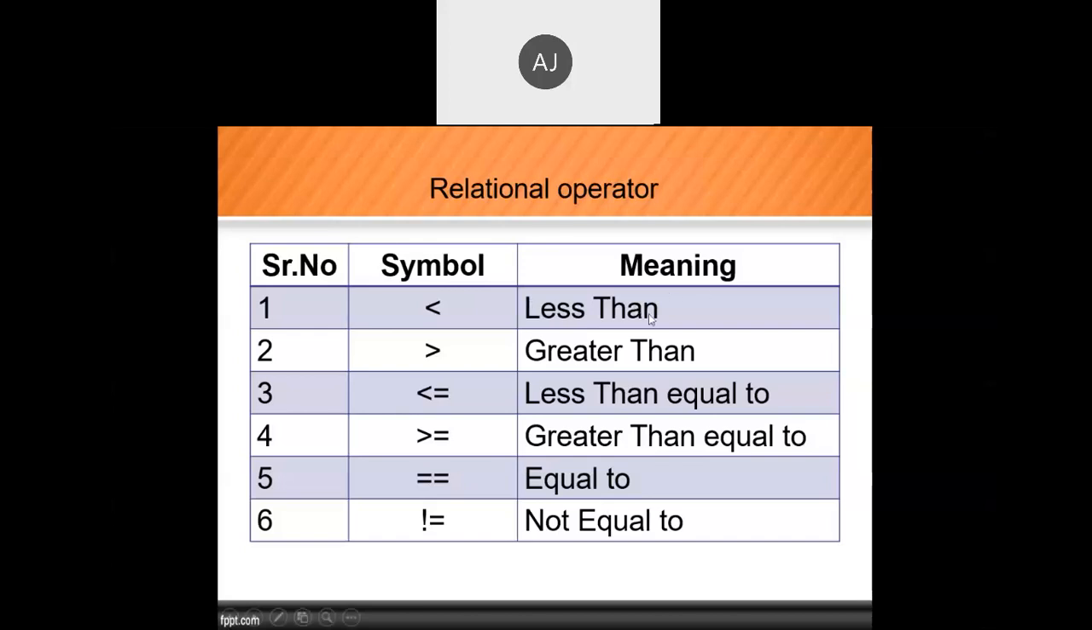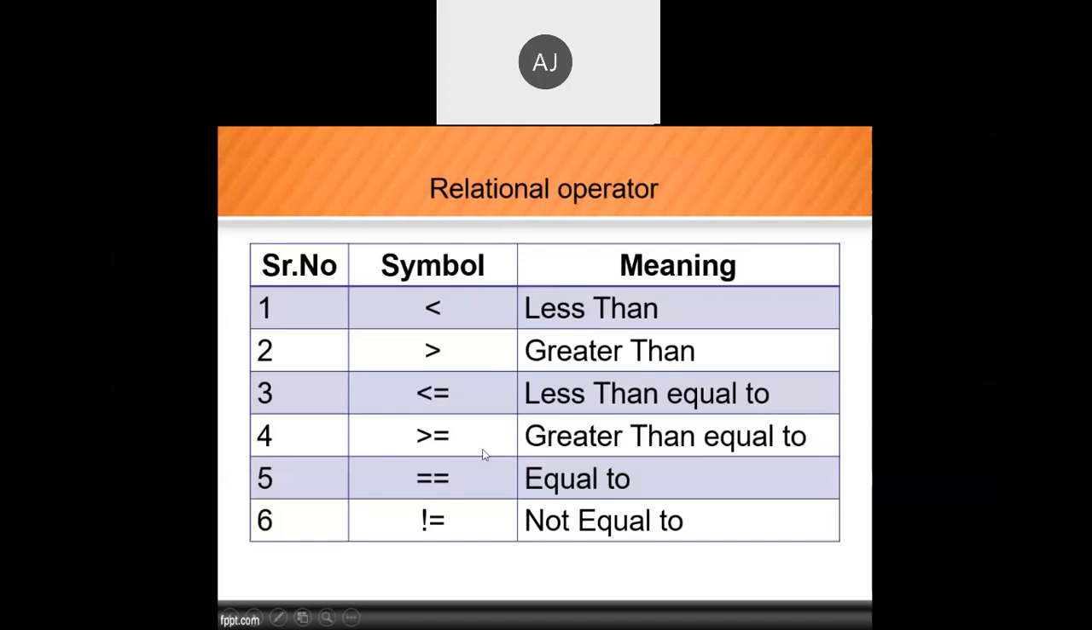Second one is greater than. It will check the greater than condition. If it is true, then return true. If it is false, then return false. Make a note of that. While using the relational operator, we will get the output in the form of only true or false. We do not get any other output while using the relational operator.